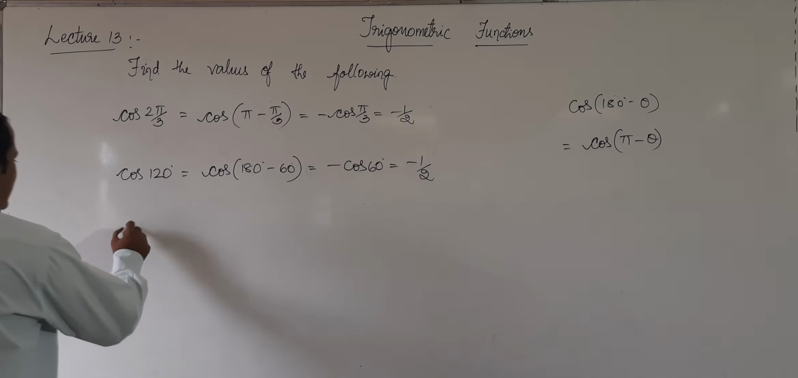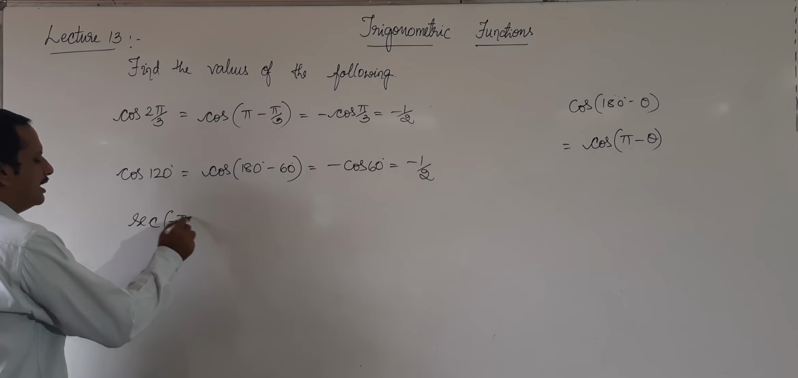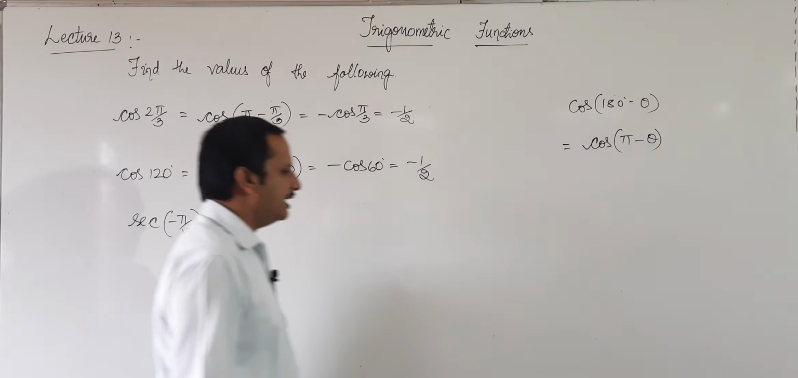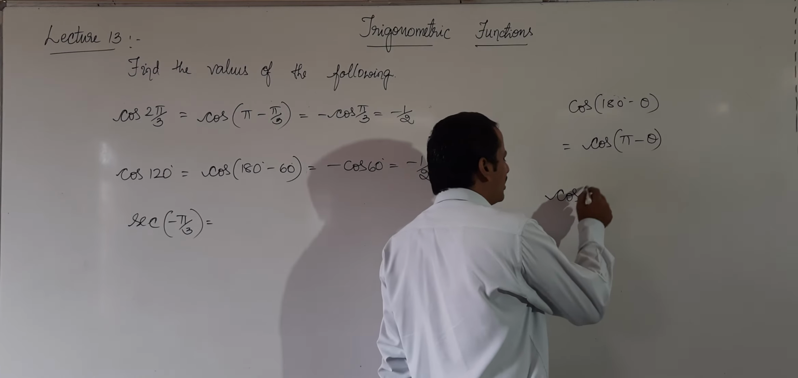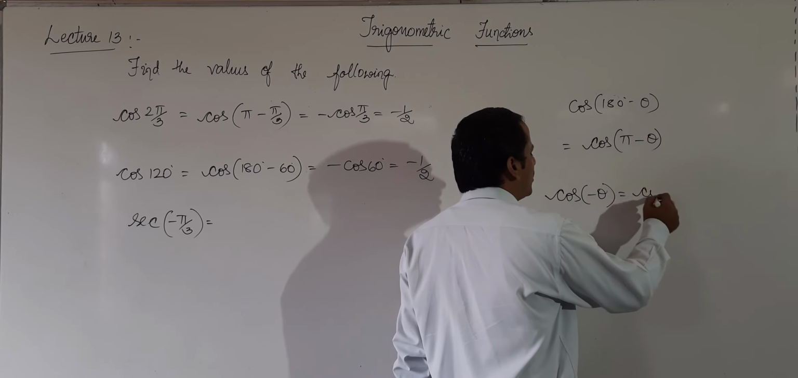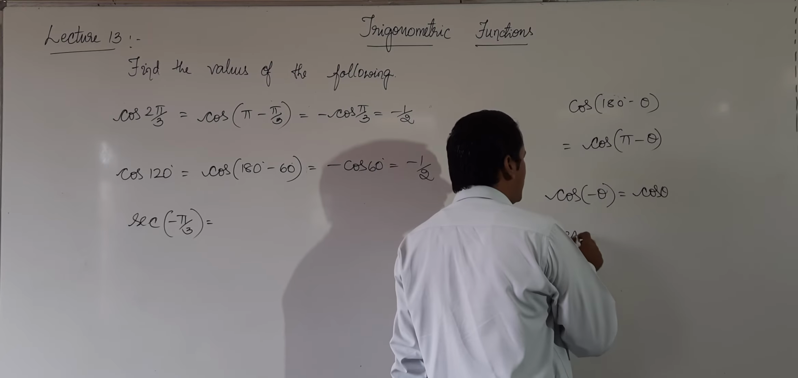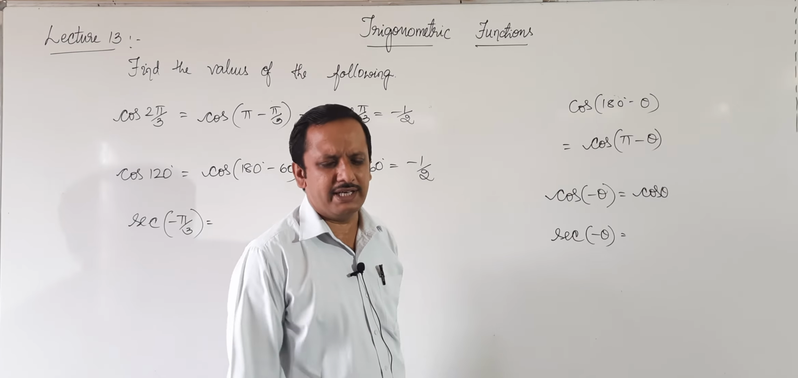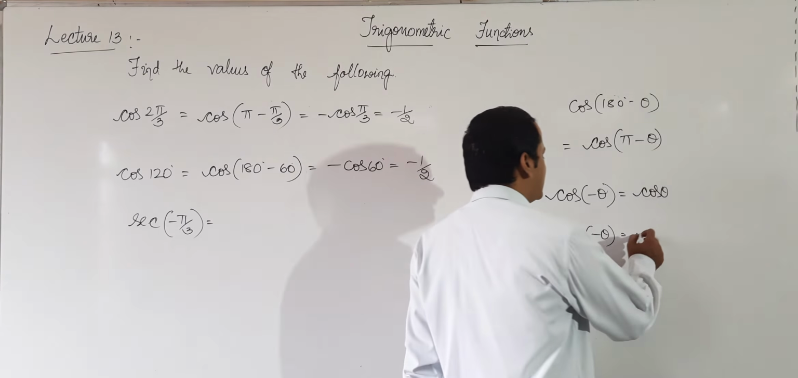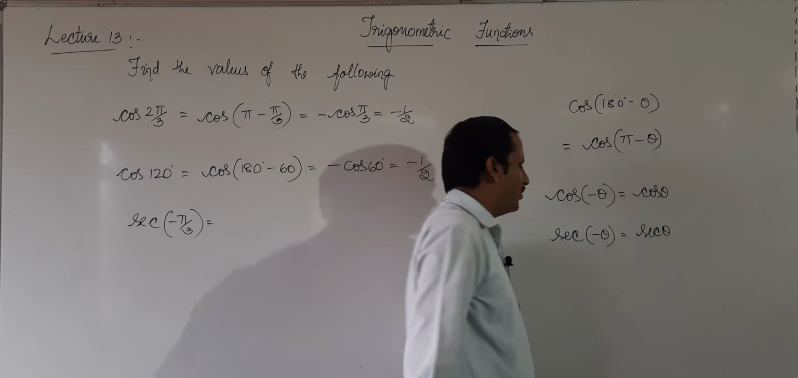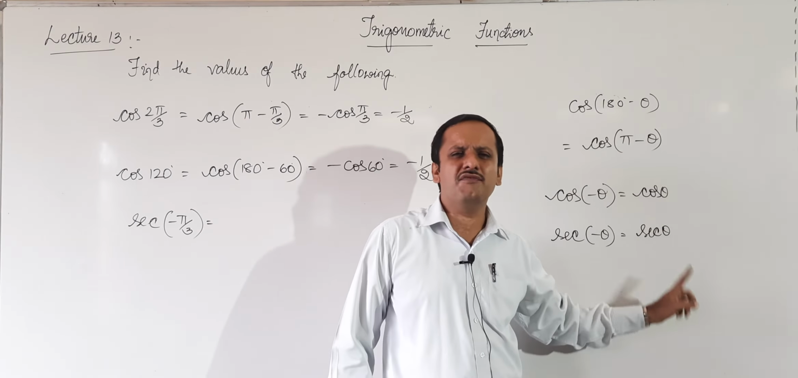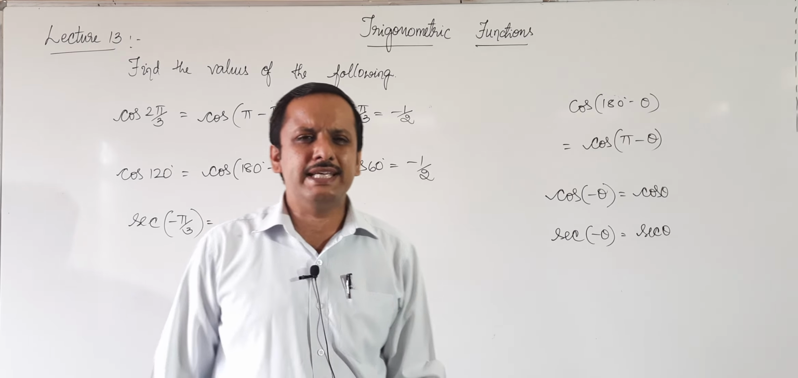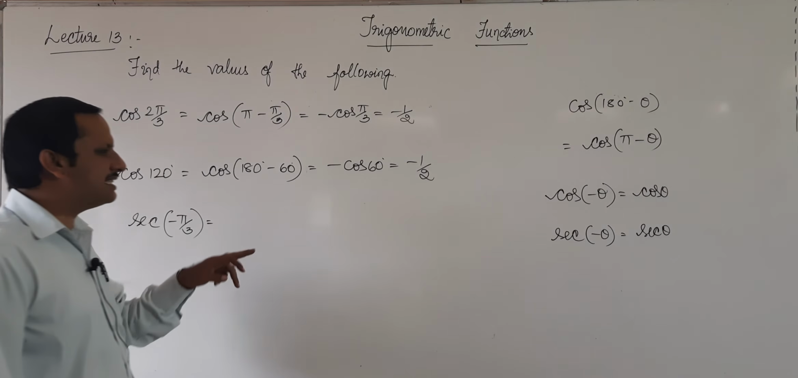Secant minus pi by 3, I want secant minus theta. You know this formula, cos of minus theta is equal to cos theta. So can you tell me what is secant of minus theta? Secant theta is the reciprocal of cos theta. So secant of minus theta will also be equal to secant theta. If you want, you can write this as 1 by cos of minus theta. Cos of minus theta is cos theta. That will give you 1 by cos theta, which is equal to secant theta. Right? Secant of minus theta equal to secant theta.